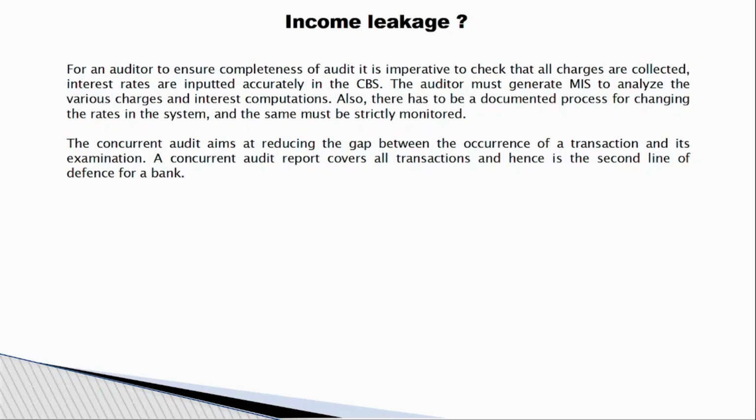In a loan, if you have given a lower rate of interest, it is a leakage of income. If you have given a waiver for the processing fee, it is a leakage of income. In a bank deposit, if you have given more interest or given a higher amount to the customer, then it is a leakage of income. So if you are giving any waivers for any charges, it is a leakage of income. Everything, whether proper approvals are taken while giving the waiver, will be verified during the audit process.